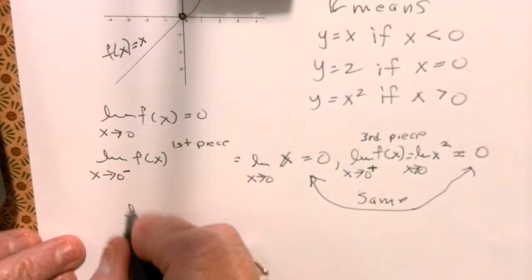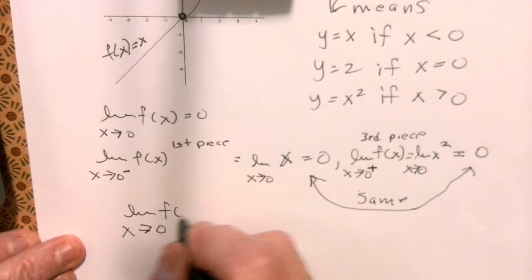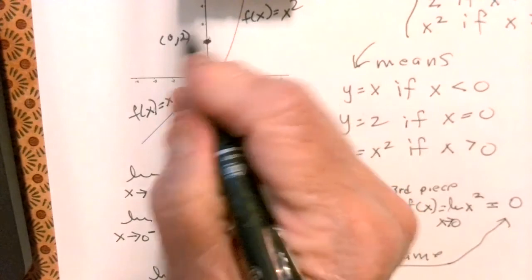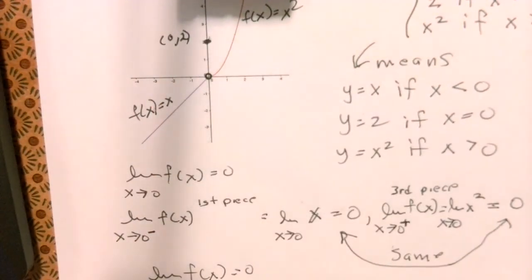What that means is the limit as x approaches 0 of f of x equals 0. Now, what is f of 0? Well, f of 0 is 2. Okay.